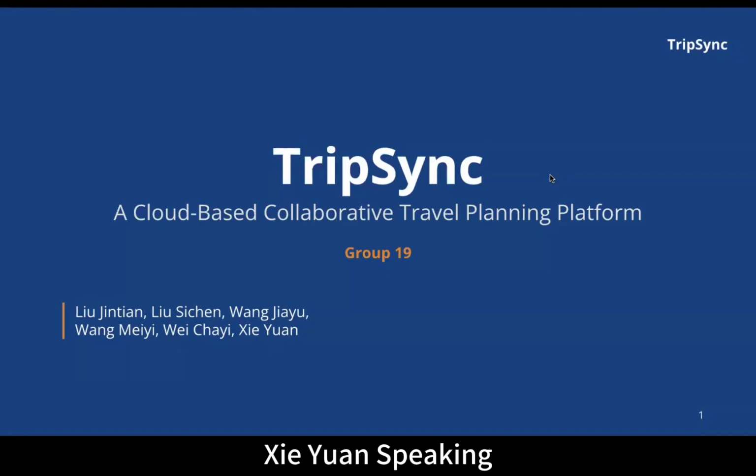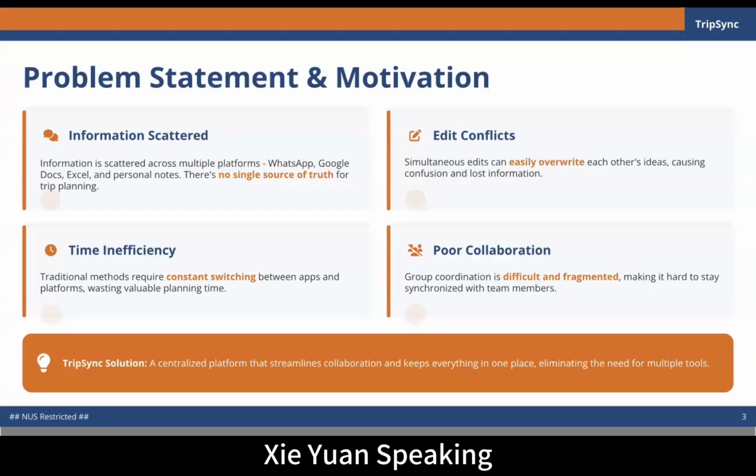The product we are presenting here is called TripSync. It is a cloud-based collaborative travel planning platform that supports groups of people creating and managing itineraries through an easy-to-use web interface. Let's dive into it.